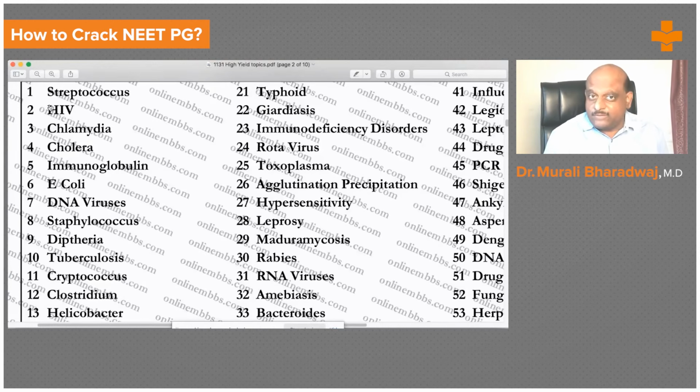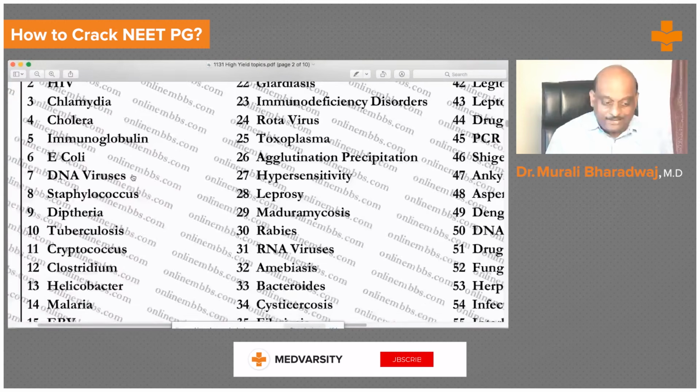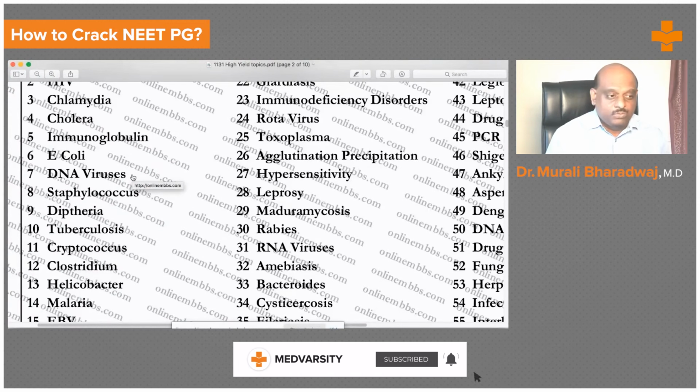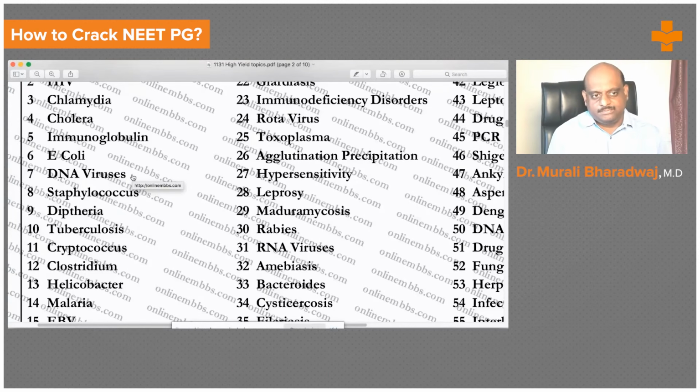The second highest number of questions came from HIV: Nef, Rev, Tat, different genes of HIV, viral structure, etc. Maybe coronavirus will be a future short question in the microbiology topic. The third highest is chlamydia, then comes Vibrio cholerae, then immunoglobulins. Which immunoglobulin crosses the placenta, which immunoglobulin is the primary immune response, etc.